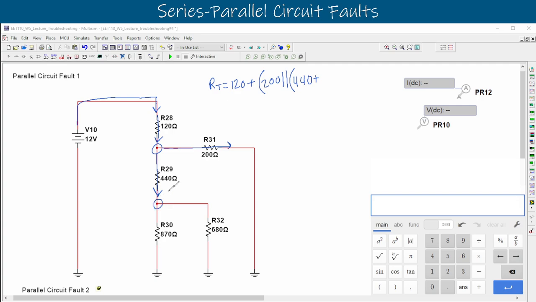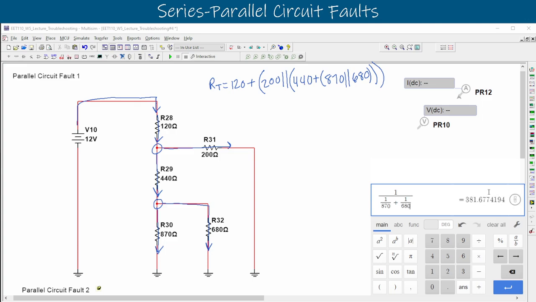And what comes next is in nodes. We'll open another parenthesis in here. And we'll say that that leads us through the 870 and the 680. So we'll say 870 is in parallel with 680. We'll close all those parentheses off and we'll solve it innermost parenthesis first. So let's do that. We'll put our 870 in parallel, so 1 over 870 in parallel with, so we'll add that to the 1 over 680. And after that, we know that that's going to be added to the 440, so we'll say plus 440.